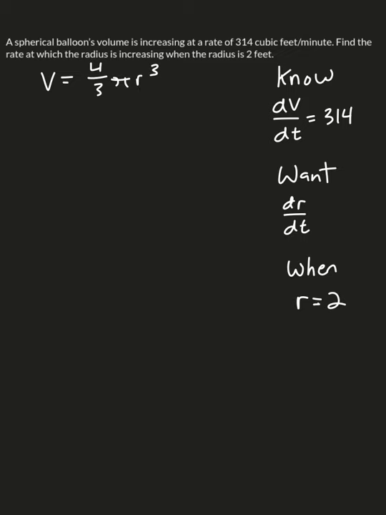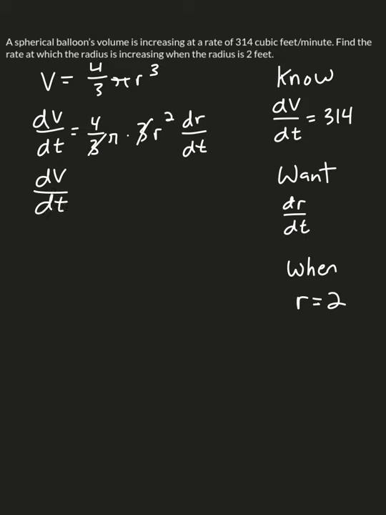The equation that I'm going to use to relate all of this information is the volume equation for a sphere, and if I differentiate both sides, I end up getting dV/dt is equal to 4/3 pi as a constant, so I'm keeping that out front, multiplied by 3r squared dr/dt, and then I can simplify that equation. So dV/dt simplifies to 4 pi r squared dr/dt. Think about where you've seen that 4 pi r squared before.